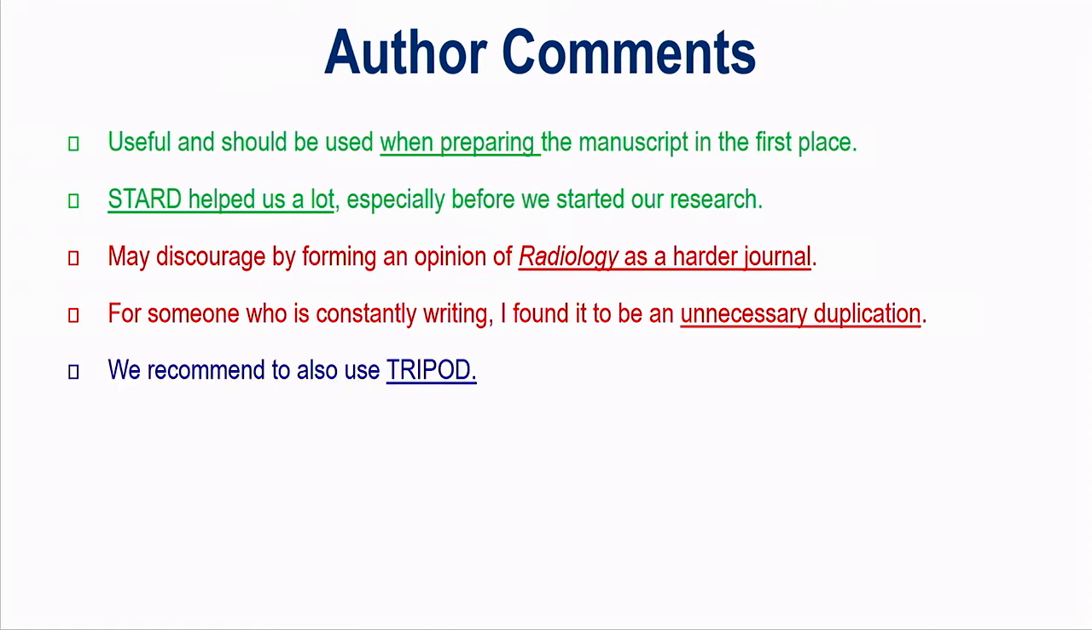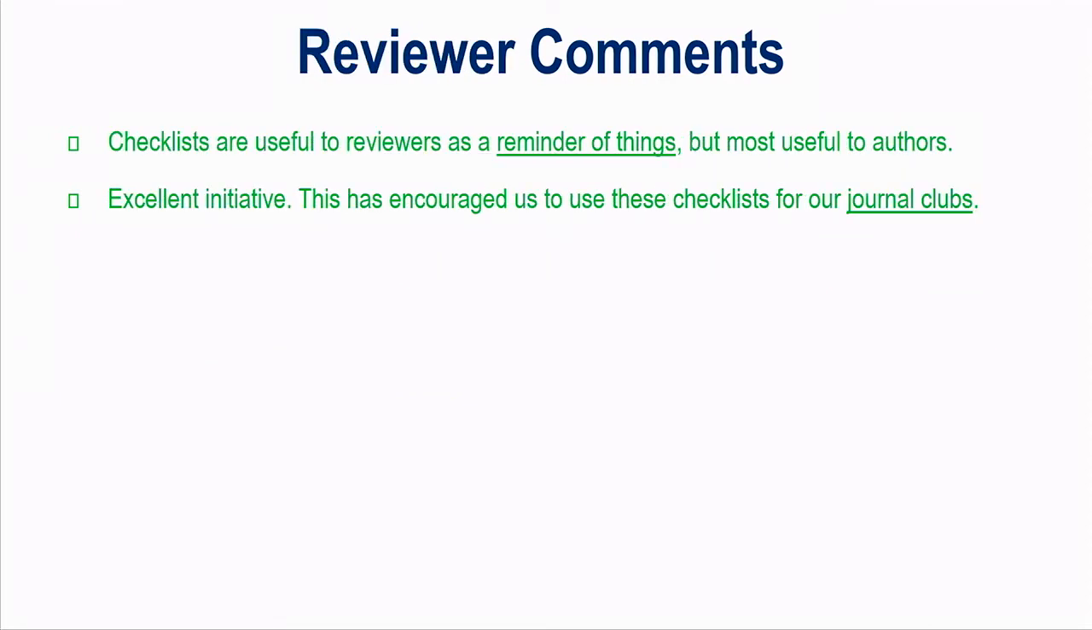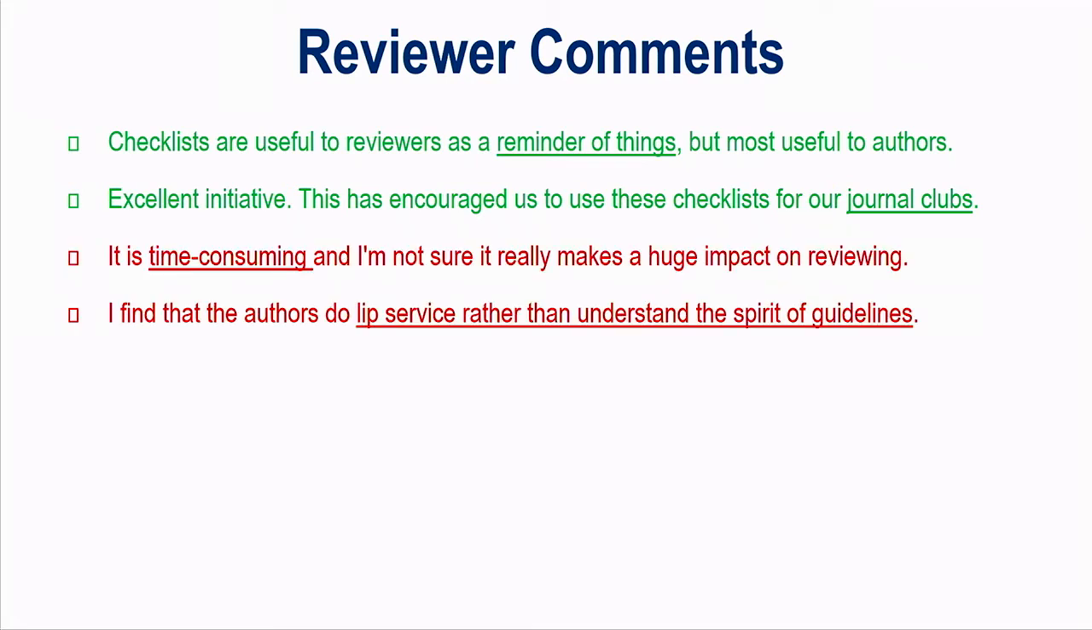They also made recommendations for improving the initiative, such as including TRIPOD, which is rarely used, but we, for instance, use it in our research, so why not have it included? The reviewers' comments here explain why they look at this differently. They say it's mostly useful to the authors, not so much of use to us. But other reviewers also say, all right, we now include these guidelines and checklists when we go through papers in our journal clubs. However, they also said this is very time-consuming. It may have a huge impact on reviewing, but I don't know whether it has really helped.